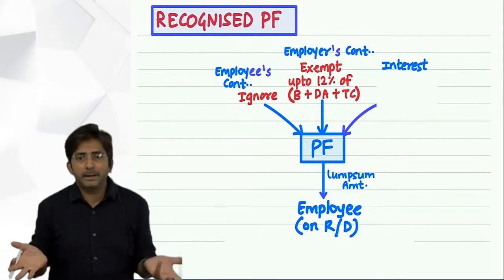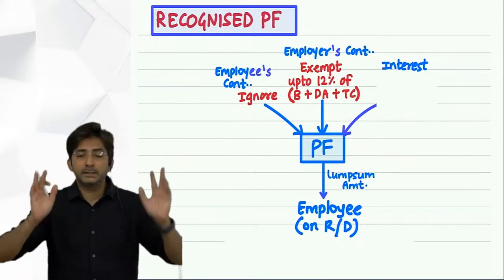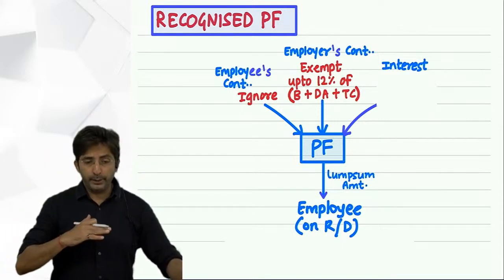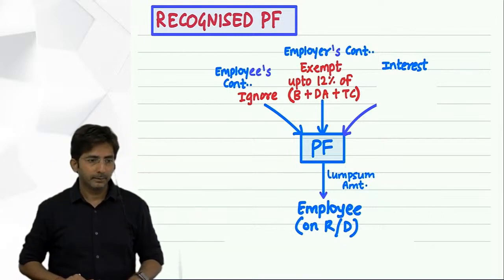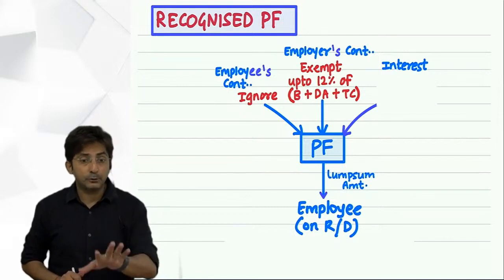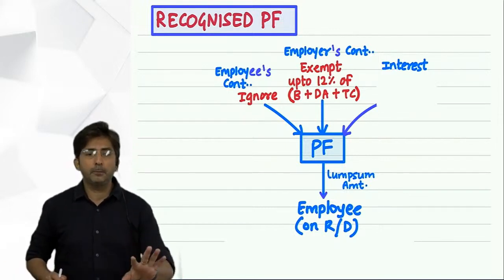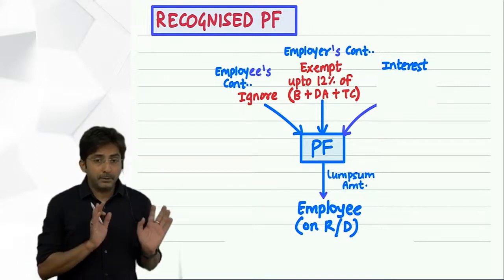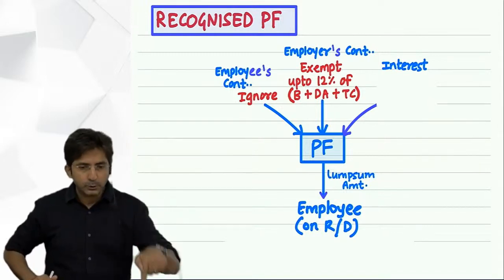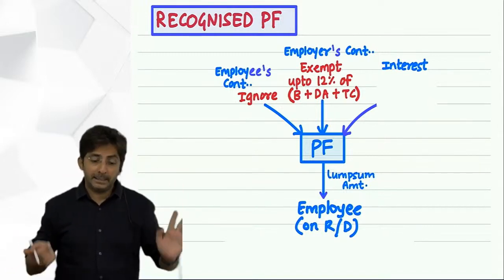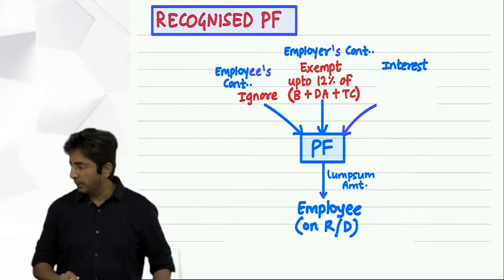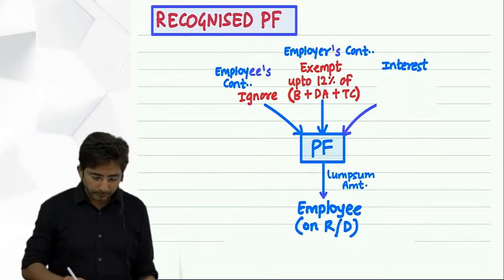But then the government has a limit: if you contribute 20% or 15% of the salary, then sorry, we are not going to exempt it fully. We feel contributing up to 12% is reasonable, and that too 12% of basic, DA, turnover commission. Whereas in actual life, I might contribute 20% of your basic only. So in actual life, there is no rule for that. It depends upon company to company. But what a student has to remember, whatever happens in real life, the exemption is 12% of basic salary plus DA plus turnover commission. That is the amount of exemption.